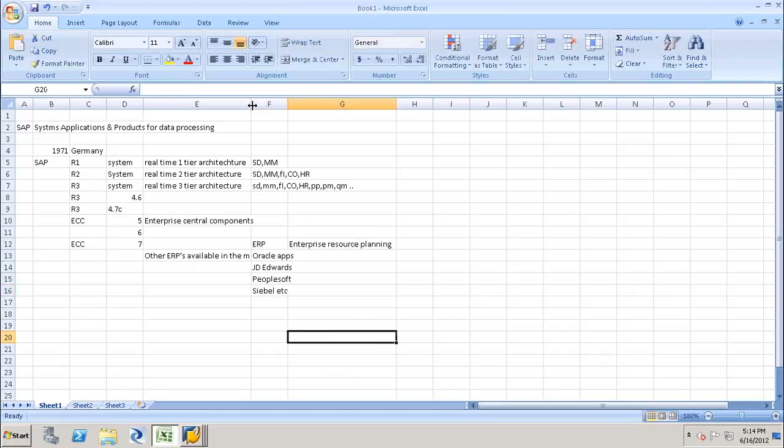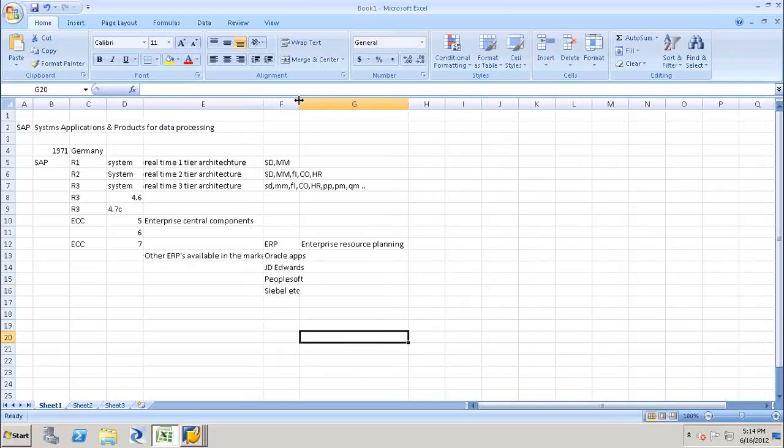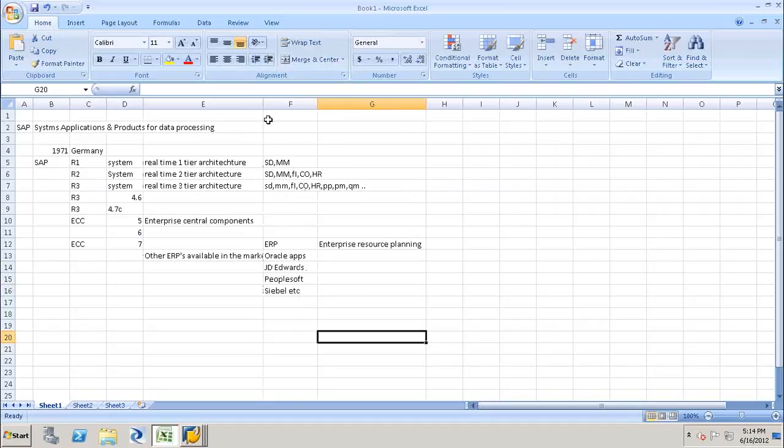I heard one more thing: flat files. Is that related here? Flat files are nothing different, just like Excel or Notepad. No, that cannot be listed here. Flat files are just a file system. It's not an ERP package.